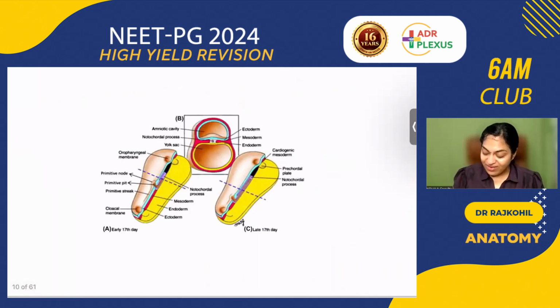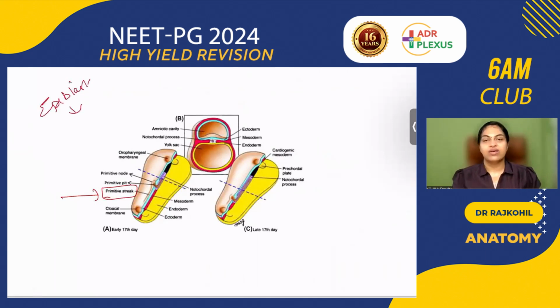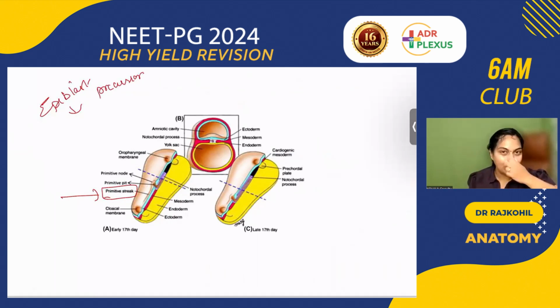Because the primitive streak as such... the epiblast cells, doctor, they give rise to the layers of all three germ layers. It is considered to be the precursor for all the cells in the body, right? The precursor for all the cells in the body is derived from the epiblast. It's going to give rise to the endoderm, the mesoderm, and the ectoderm.